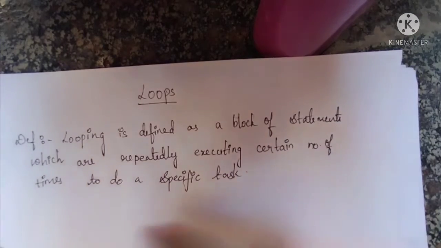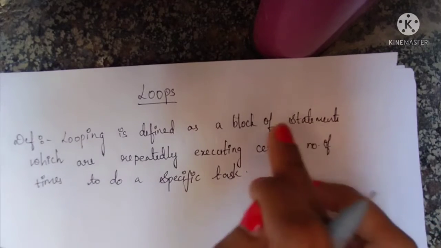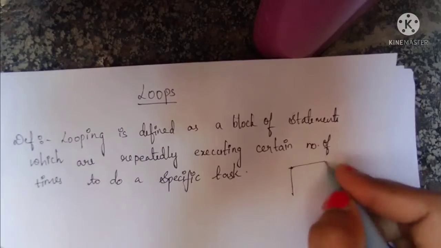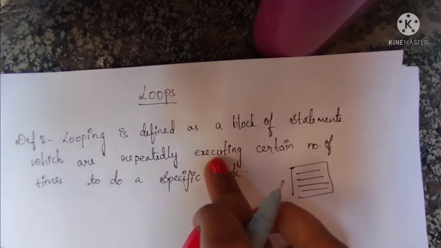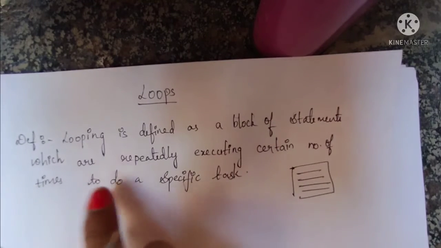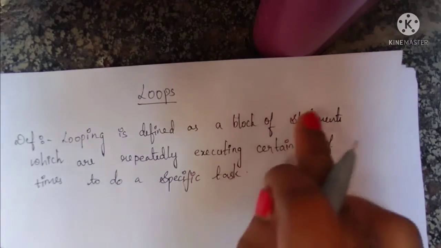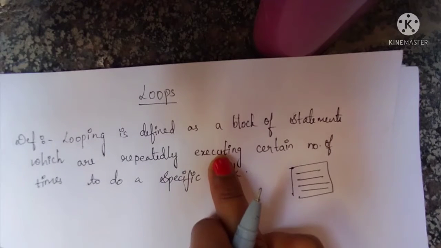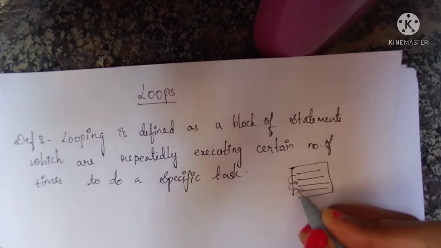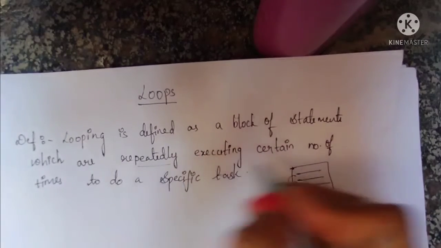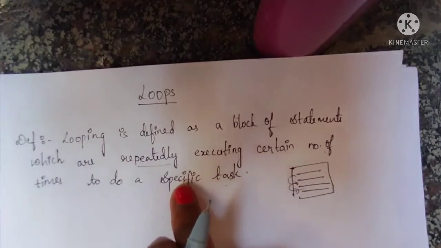So see here, looping is defined as a block of statements, meaning a block is nothing but an area which contains all the statements which are repeatedly executing a certain number of times to do a specific task. That means to do one task, the statement should be repeated continuously. So this block of statements will be repeated continuously. That means whenever it is necessary, we are going to repeat the statements to perform one task. Okay. So this is the definition of the looping statements.